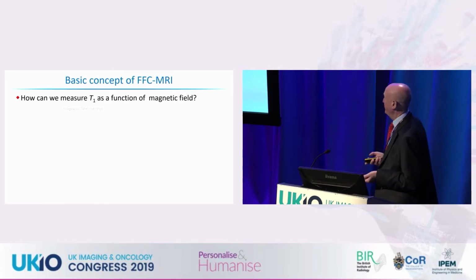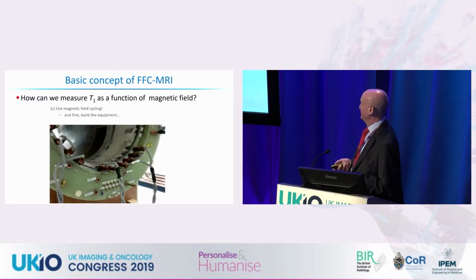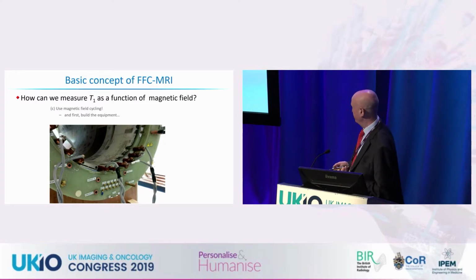The third potential way of doing it is to use magnetic field cycling, as you might already have gathered from the title of the talk. But first you have to build the equipment, because you cannot buy a fast field cycling MRI scanner from any manufacturer, at least not yet.